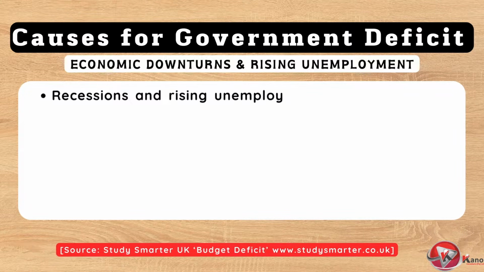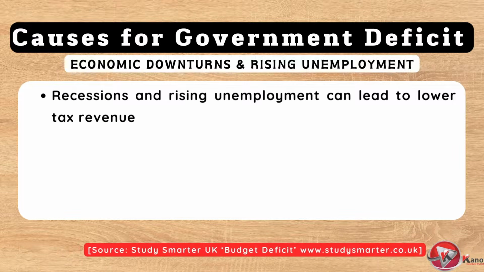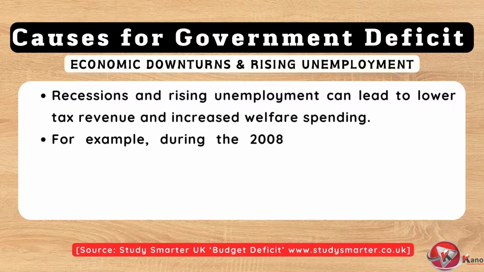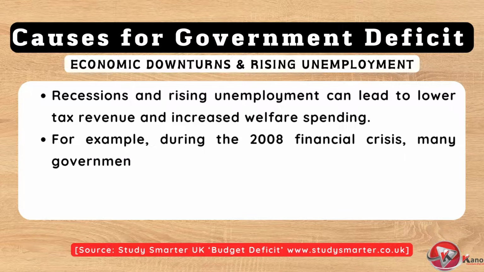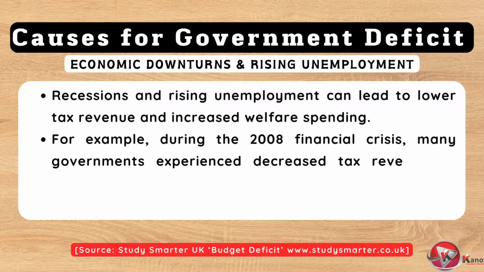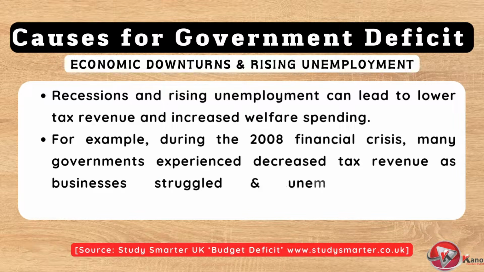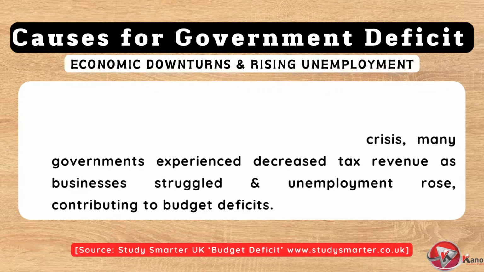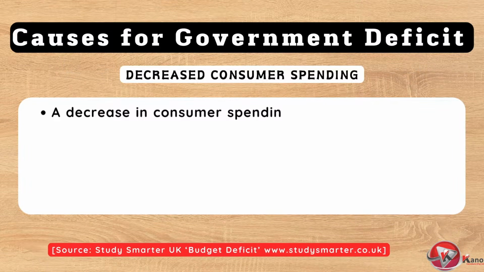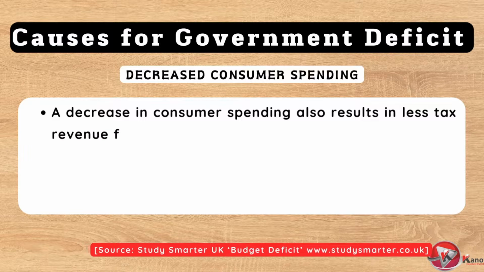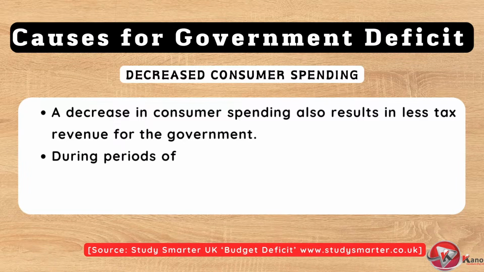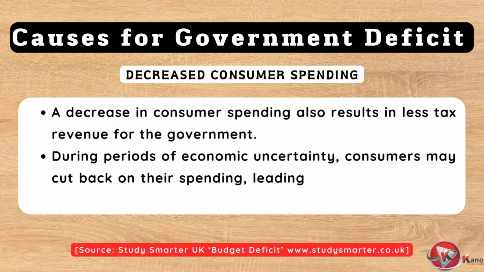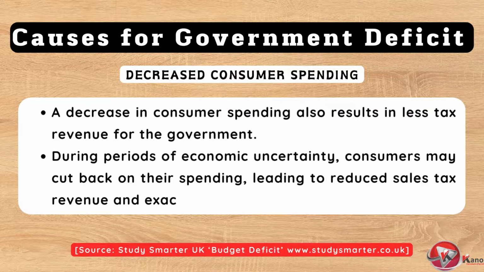Recessions and rising unemployment can lead to lower tax revenue and increased welfare spending. For example, during the 2008 financial crisis, many governments experienced decreased tax revenue as businesses struggled and unemployment rose, contributing to budget deficits. A decrease in consumer spending also results in less tax revenue for the government. During periods of economic uncertainty, consumers may cut back on their spending, leading to reduced sales tax revenue and exacerbating budget deficits.